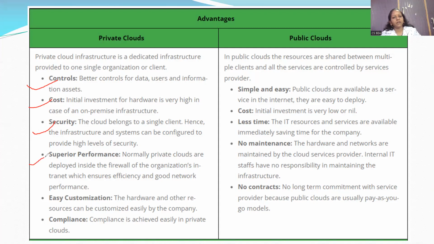Then superior performance. Normally private clouds are deployed inside the firewall of the organization, in the intranet, which ensures efficiency and good network performance. So mostly private cloud means, suppose in our college we are going to maintain it or provide the private cloud here, then it will be available through our college premises, our college network only, isn't it? So in our college you will definitely be getting super performance in that way.